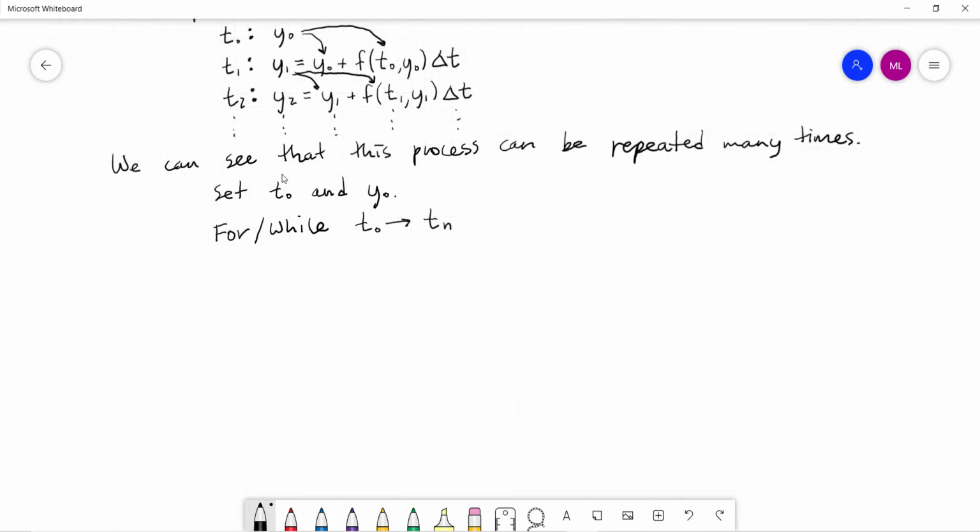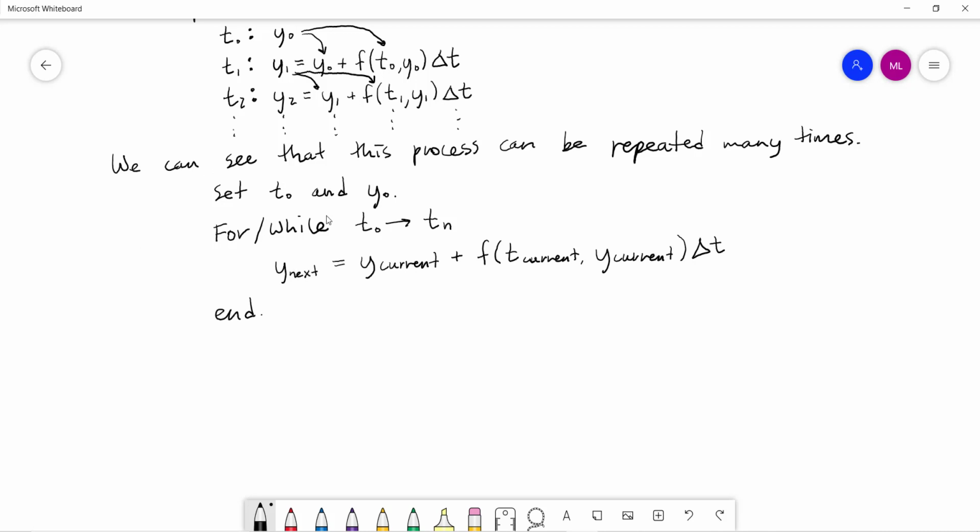And what we'll do is use our indexes. If we want the next y value, we'll take the current value, and what we'll do is multiply delta t by f of t current and y current, and add that to the current value. And then we'll end our loop.